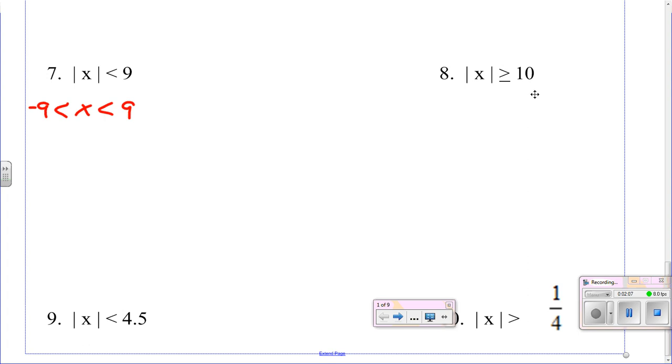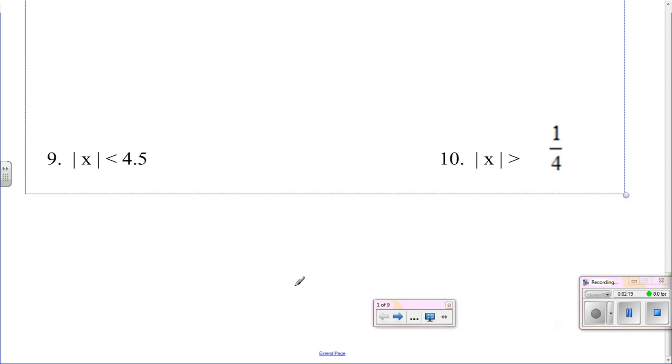Absolute value of x is greater than or equal to 10. It gives us x is greater than or equal to 10, or x is less than or equal to negative 10. Number 9 is a less than, tells me it's going to be an and. x is less than 4.5 and greater than negative 4.5. And then absolute value of x greater than 1/4 or less than negative 1/4.